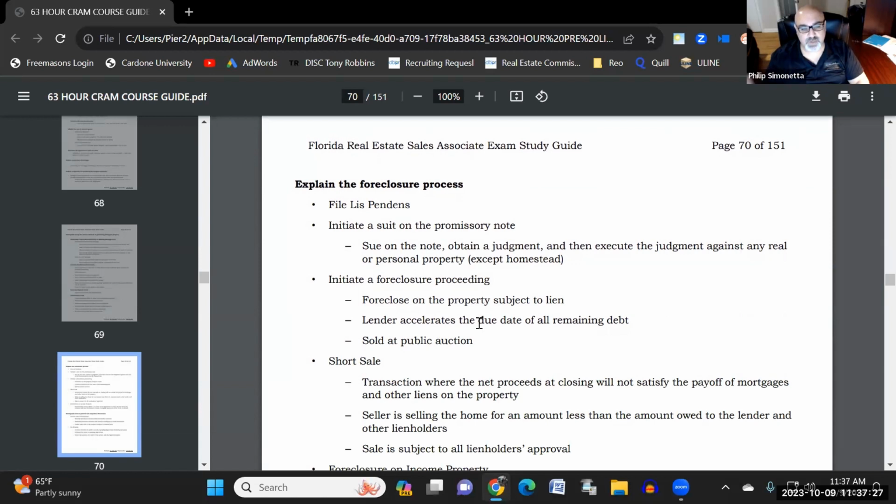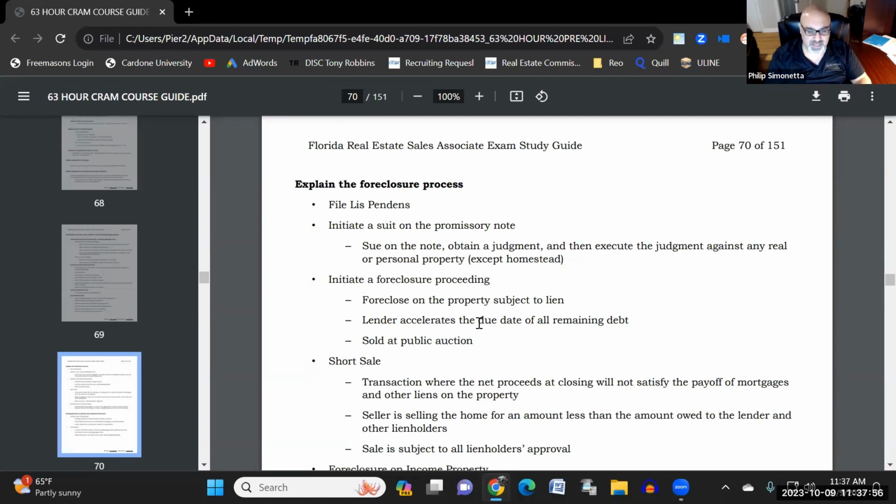Now I'm going to explain the foreclosure process to you. The first thing that happens is they don't pay the mortgage for so much time, usually 90 days or more. The bank files a lis pendens. That initiates a suit. So the lis pendens goes to court. That will initiate a suit on the promissory note. So they sue on the note you promised to pay. They obtain a judgment and then execute a judgment against any real or personal property.